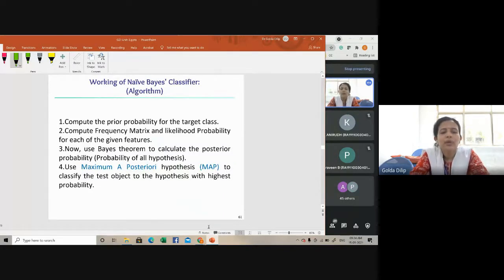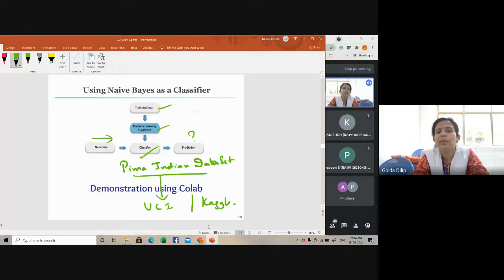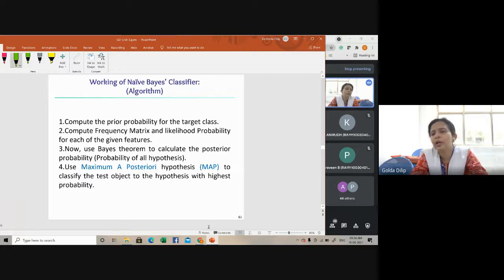Okay, so now we have understood how a naive Bayesian classifier works, through the demonstration. Now coming to the algorithmic part of your naive Bayes classifier. Now what happens? This is how the algorithm goes.